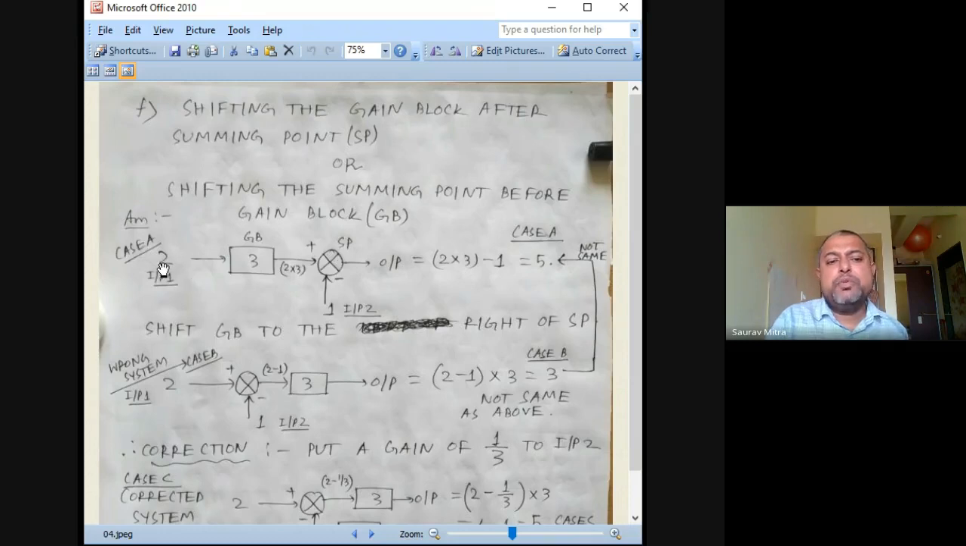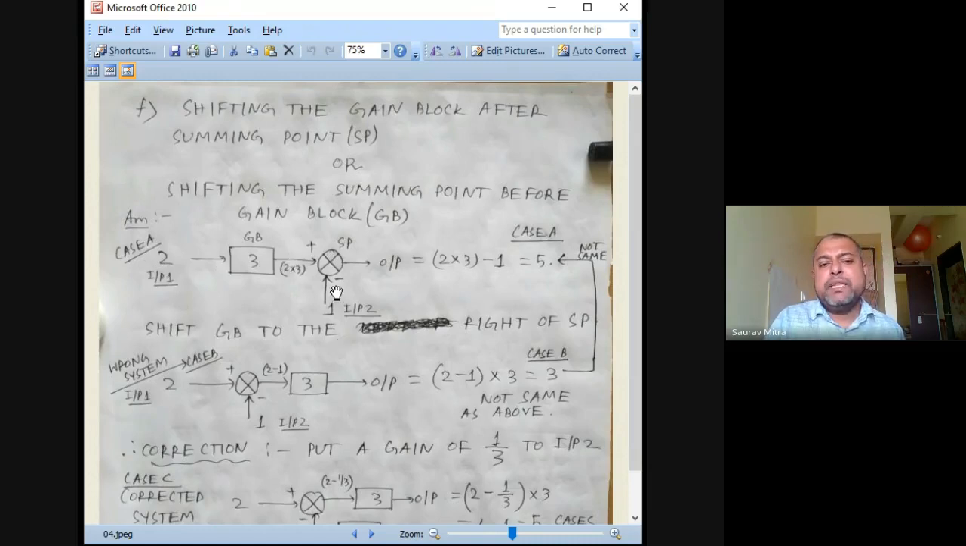Okay, so there are 2 inputs. Input 1 has the value of 2, and this is input 2, which might be the value of 1. It doesn't matter, you can take any value. The rule will stay. We are actually going to develop a rule. First the input comes in and gets multiplied with the gain. So it is 2, and the gain is 3. Here the signal is 2 into 3, which is equal to 6.